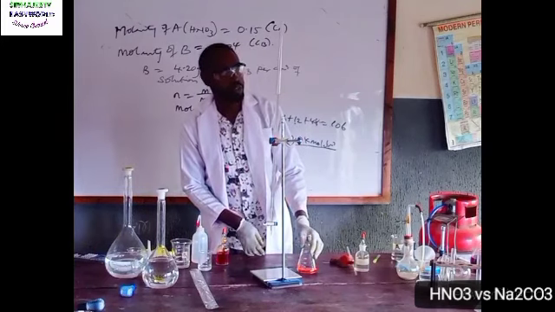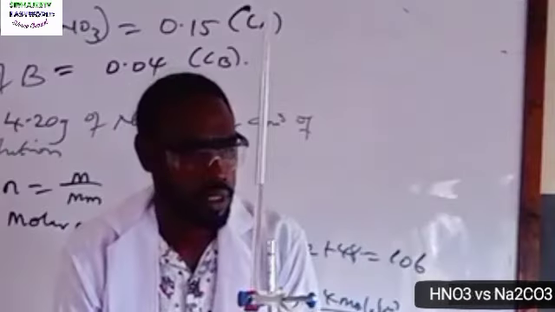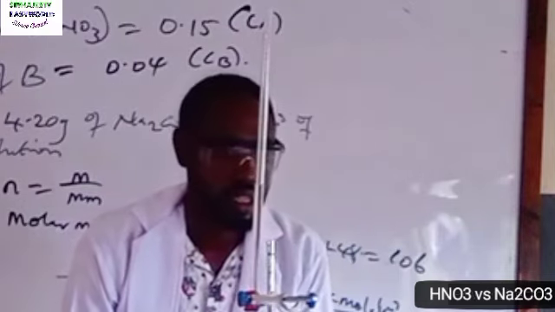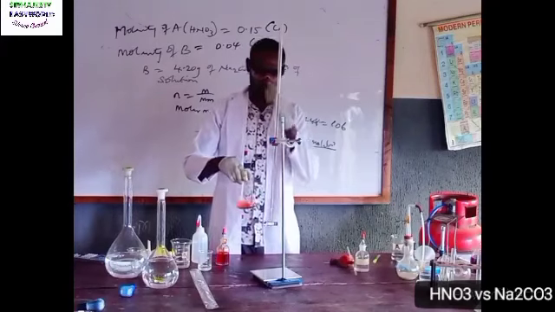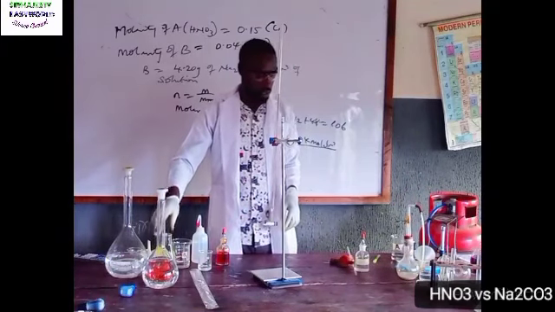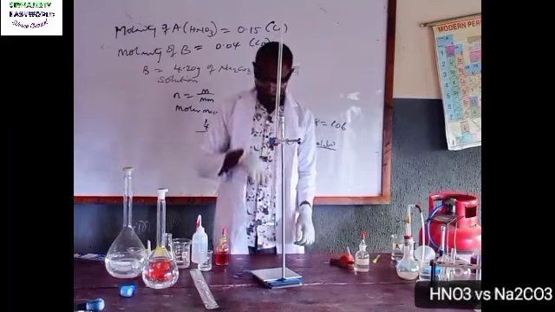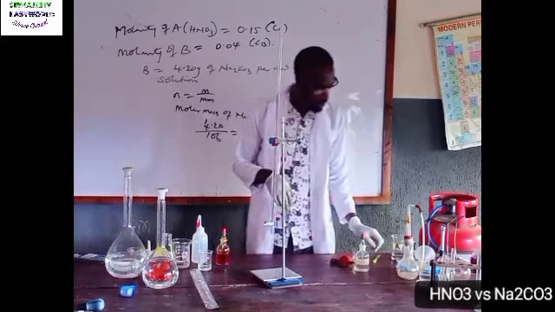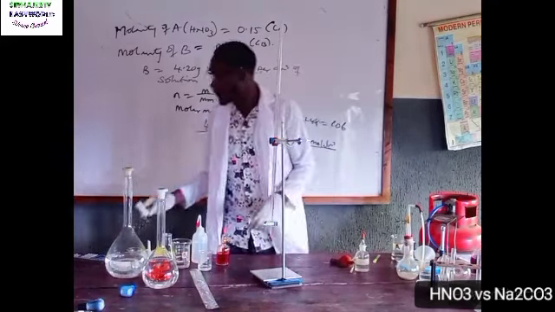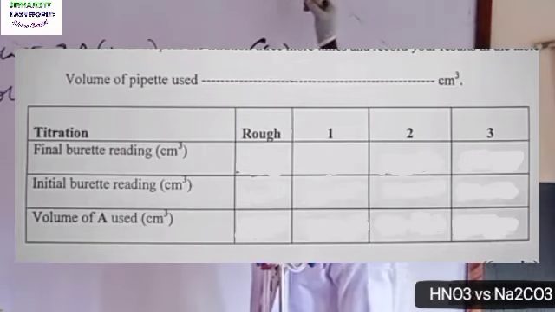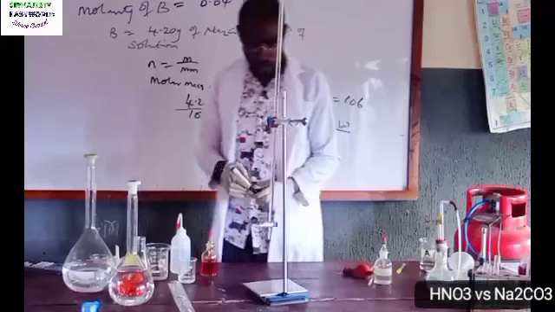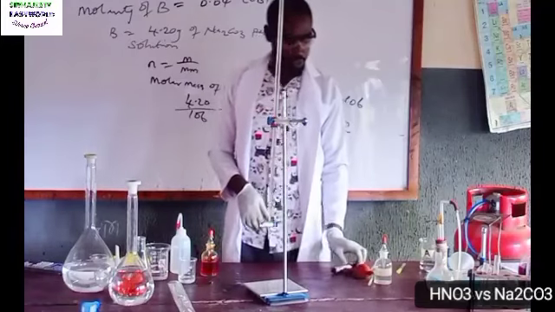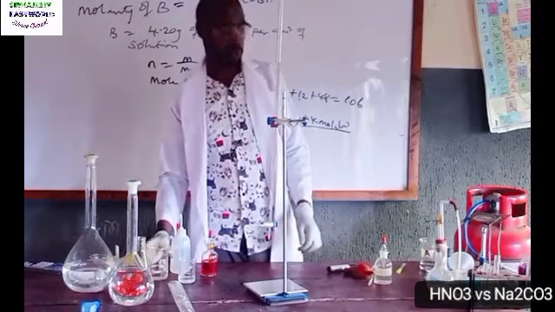So from my buret reading, I have 13.5. Yeah, 13.5 is what I got from my buret reading from the first titration. Remember how to make your table, you fill it, but I don't have time for that. The first one I got is 13.50. So I want to repeat the same thing using phenolphthalein, and let's see how it goes.